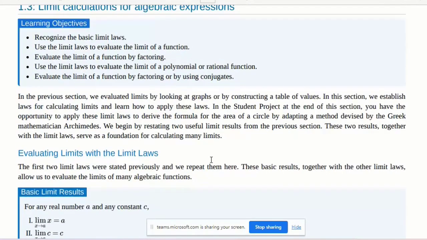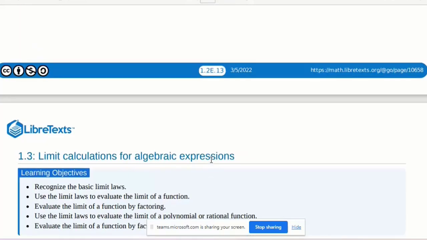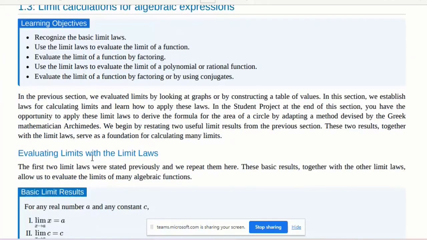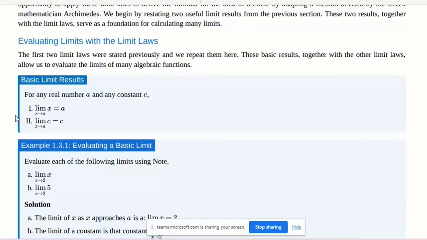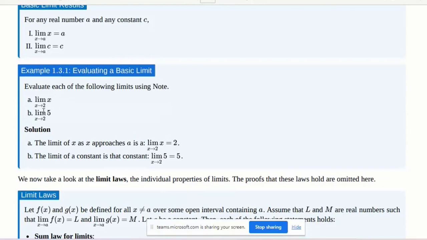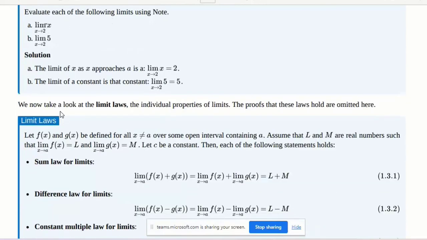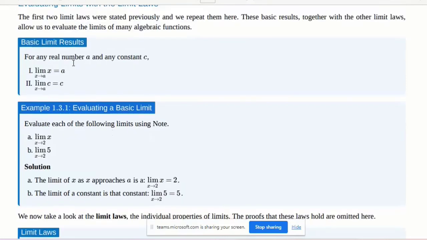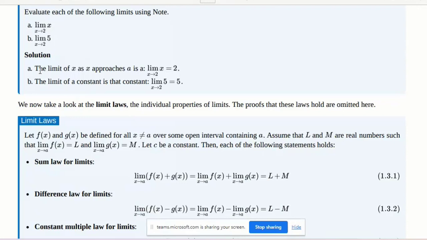Where are we? Limit calculations for algebraic expressions, evaluating limits with limit laws. The limit of x as x approaches a is just a. The limit of c as x approaches a will just be a constant. This one is straightforward. This is the application of this. The limit of x as x approaches 2 will just be 2. The limit of 5 as x approaches 2 will just be 5.